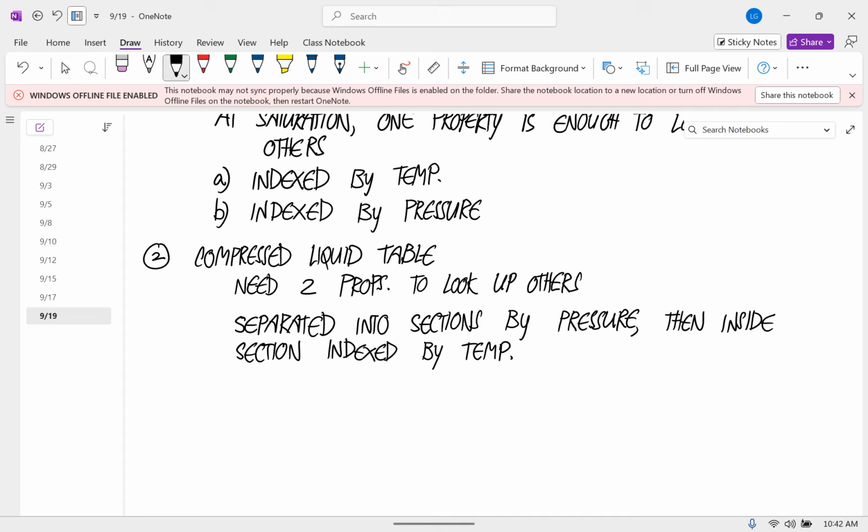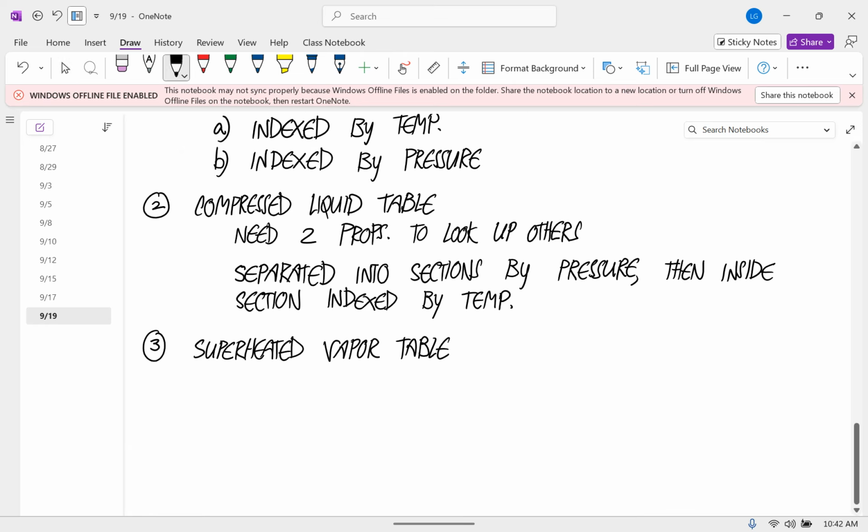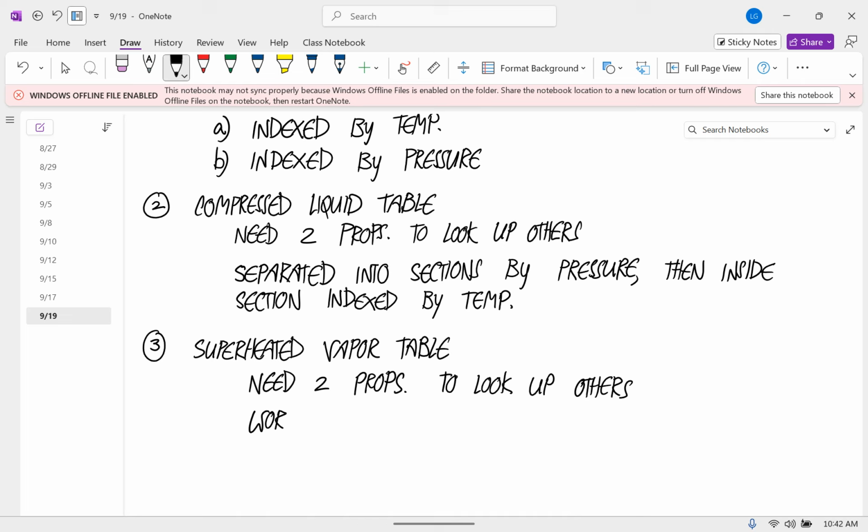The third one is superheated vapor. Again, you need two properties to look up the others because it's not at saturation, and it works like the compressed liquid table.